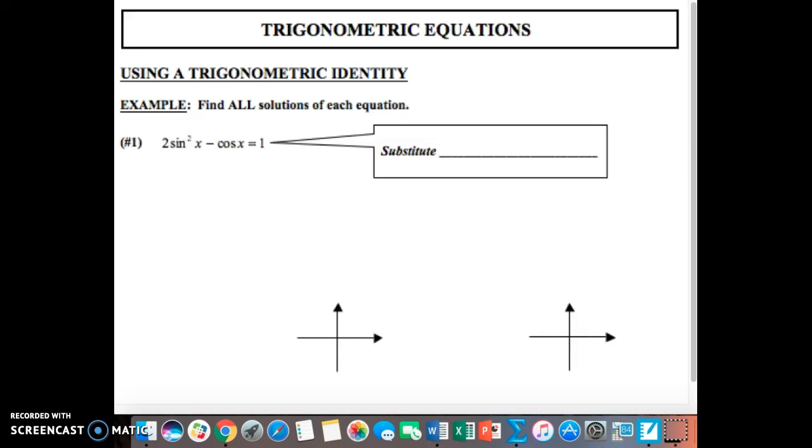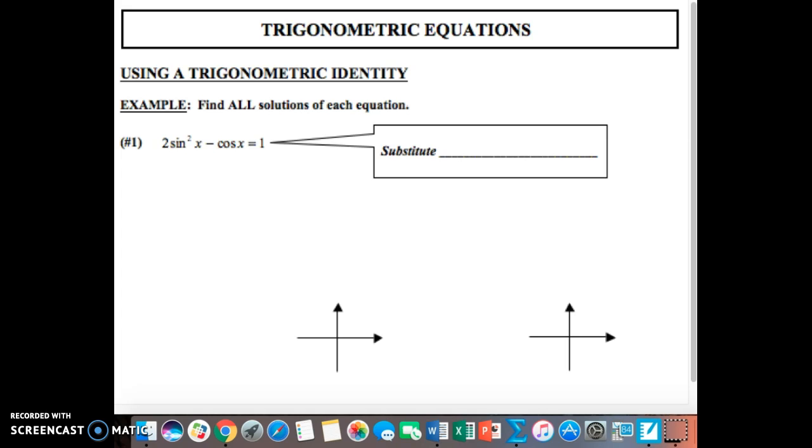This is day 2 of 7.5 in JSteele's Precalculus class. We are going to be further discussing how to solve trigonometric equations. So example 1, it says find all solutions of each equation. We have 2 sine squared of x minus cosine of x equals 1.